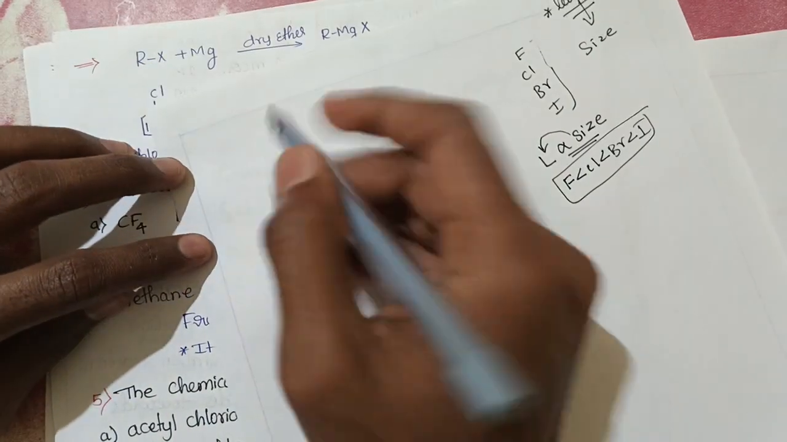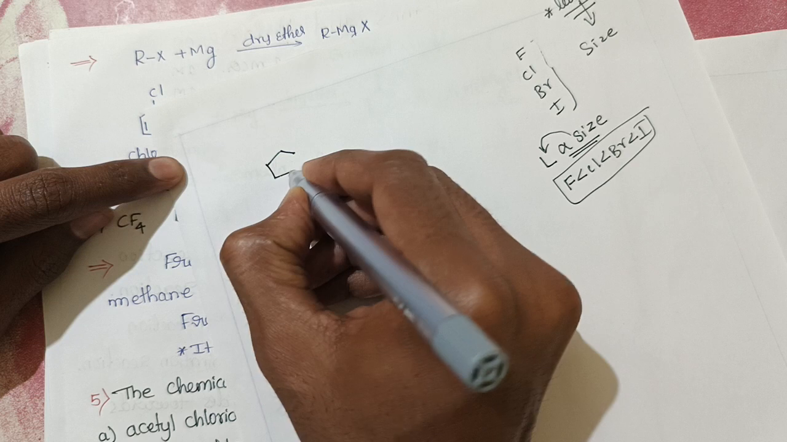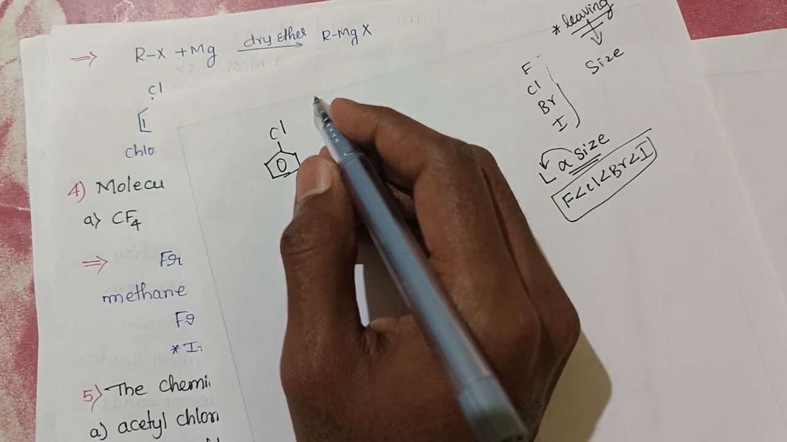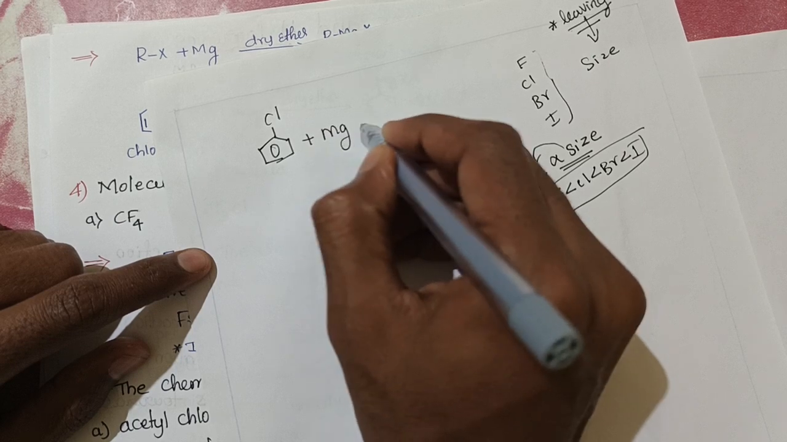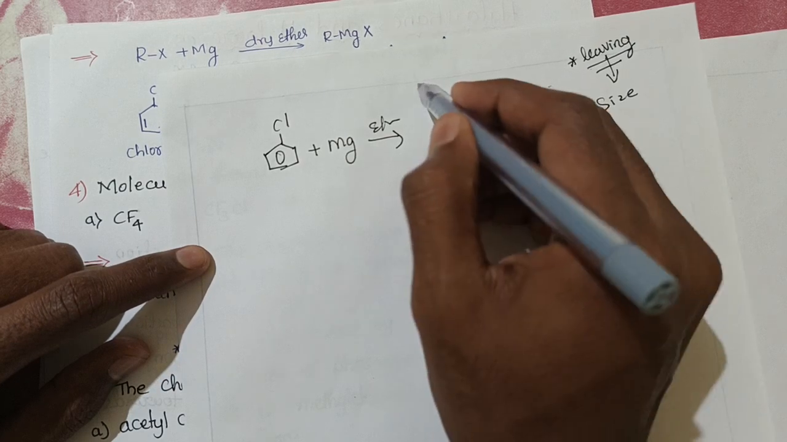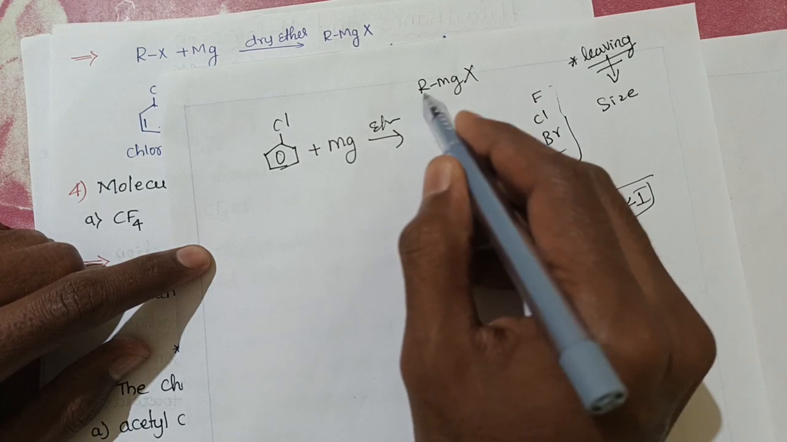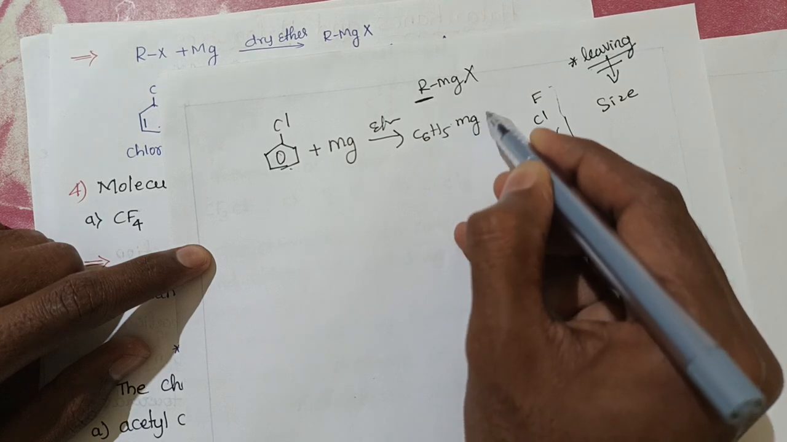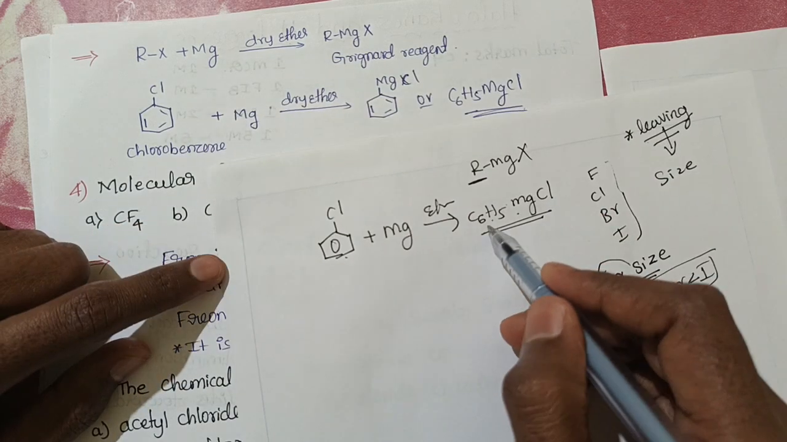What happens when chlorobenzene reacts? Chlorobenzene means you just have to replace the R group by benzene. Whenever it is reacted with magnesium in the presence of dry ether, there is a formation of the Grignard reagent. What is the formula for Grignard reagent? The general formula is RMgX. Here R we can replace by the benzene ring, which is C6H5. This is Mg and X means this Cl. So this is the product.